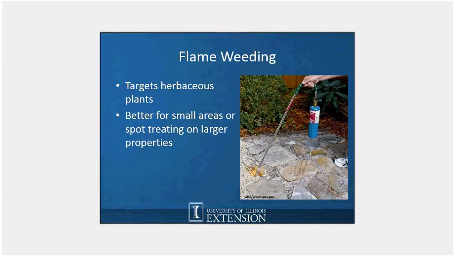Another one I throw in here, I kind of like this one. It's flame weeding. These are little devices which you can buy or even make. There's simply a propane canister on one end. On the other end, you pull the trigger and a little blue flame comes out, and it burns and desiccates a very small area. As you can see in the photo here, it works better in a paved area, between pavers or something like that. But you can also use this for spot treating on larger properties.